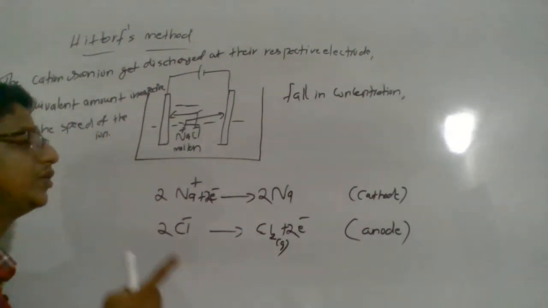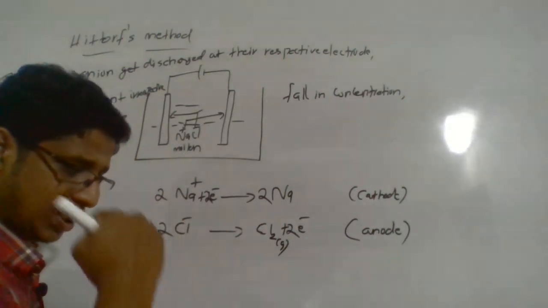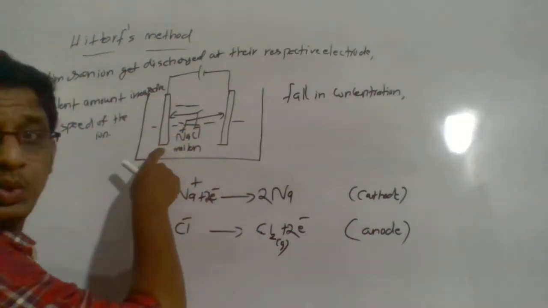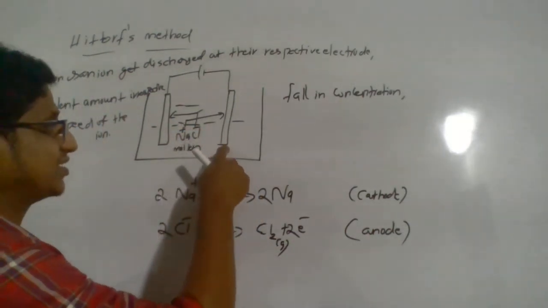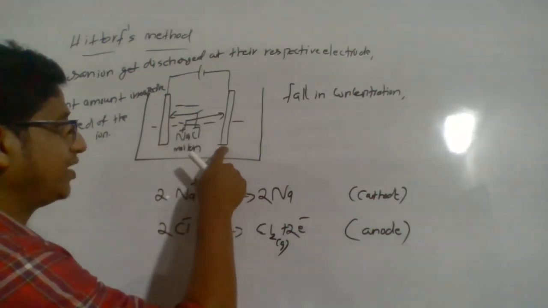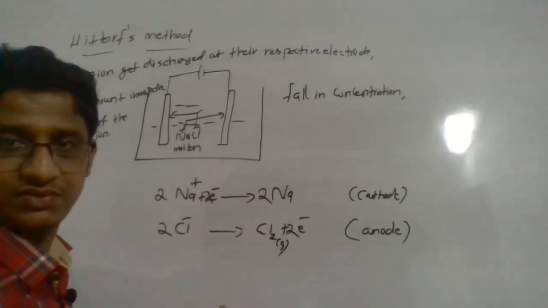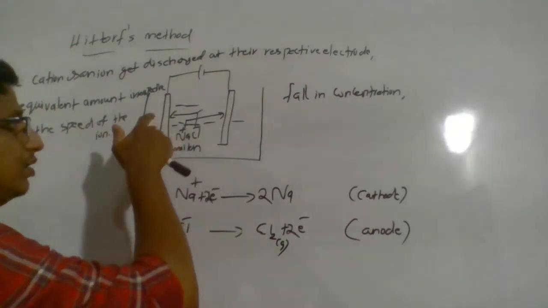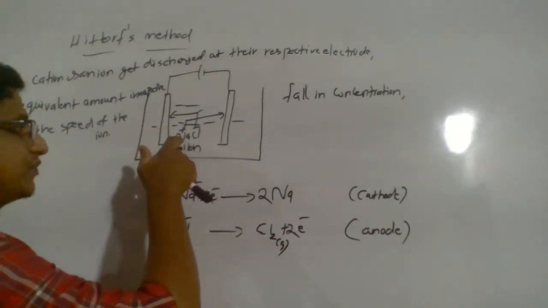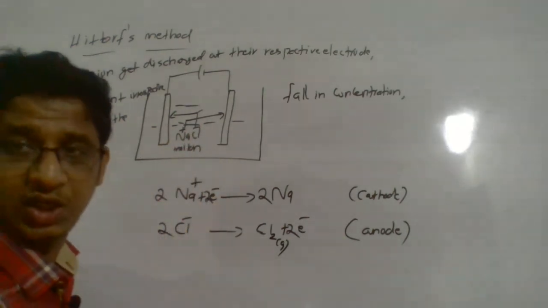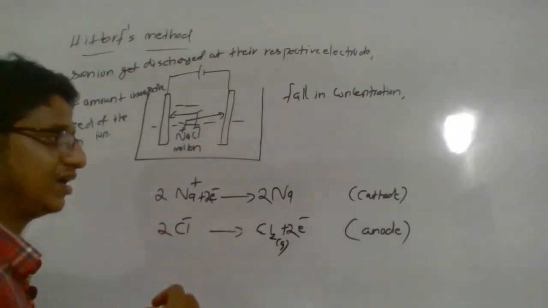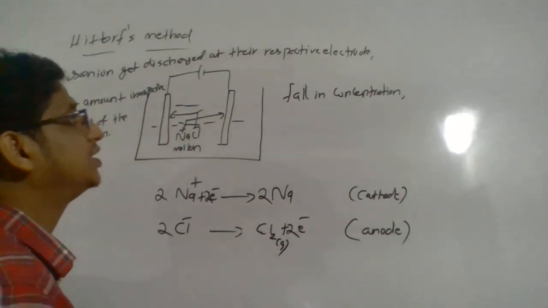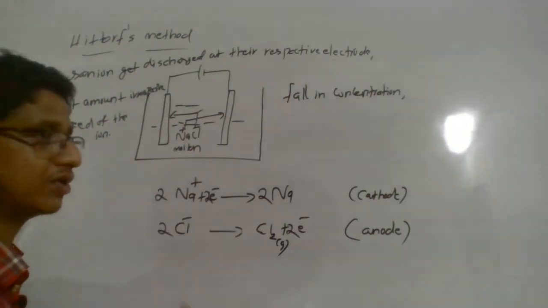This is something that you observe in electrolysis. The concentration of cation decreases around the anode and the concentration of anion decreases around the cathode as well. This falling concentration of cation and anion will be equal because they are getting equally discharged. So the falling concentration around each electrode will be the same.